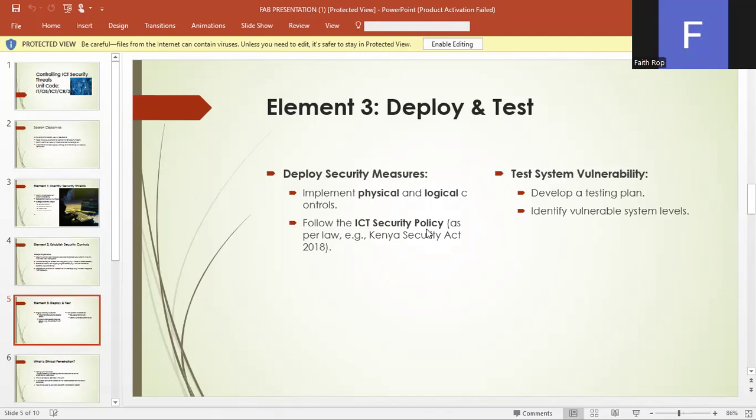Then you have the testing part of it. When you have deployed, that is the implementation stage, you have to test the system vulnerability. This testing ensures our measures actually work. This is where ethical penetration testing comes in.